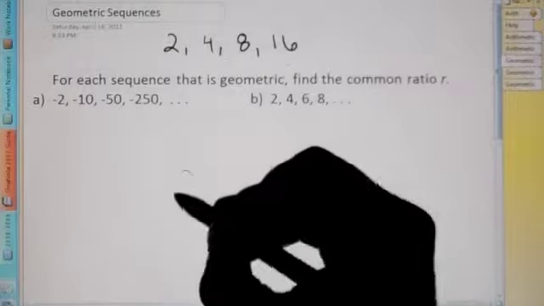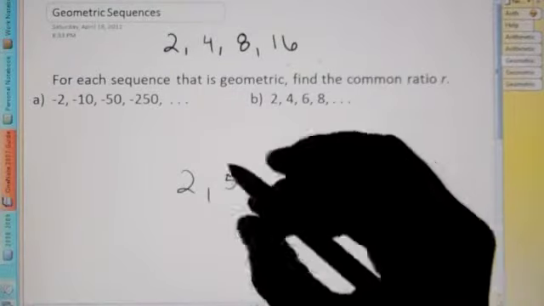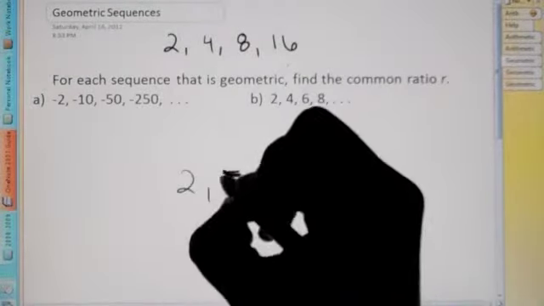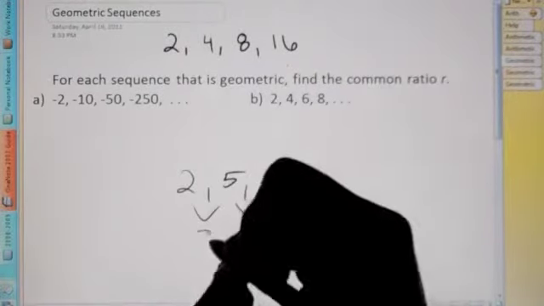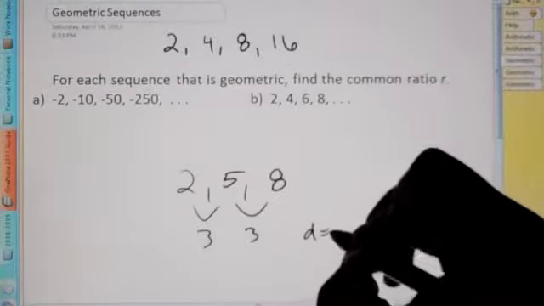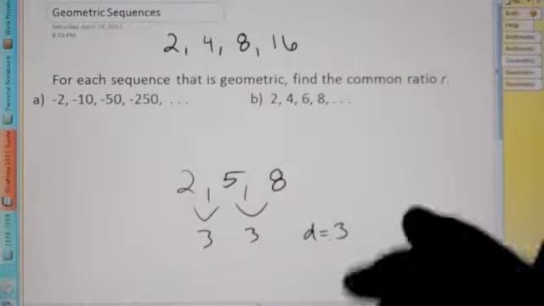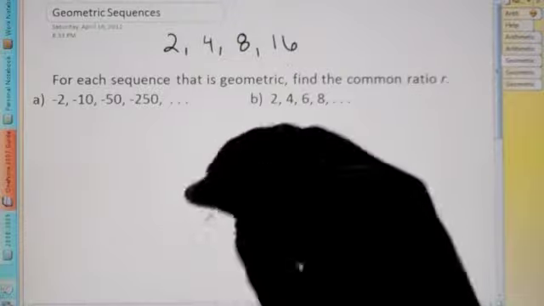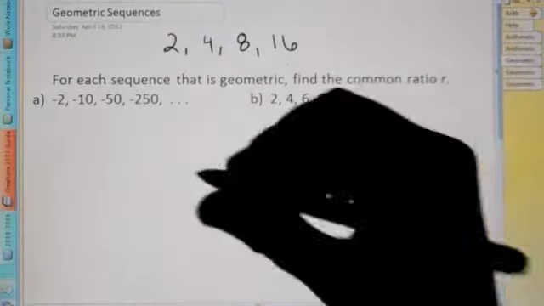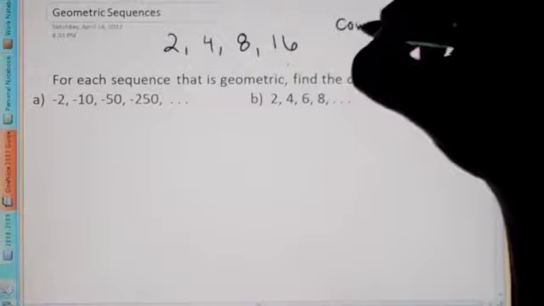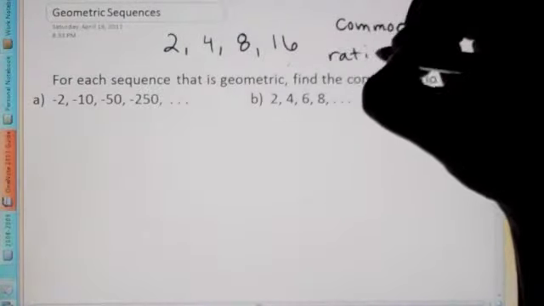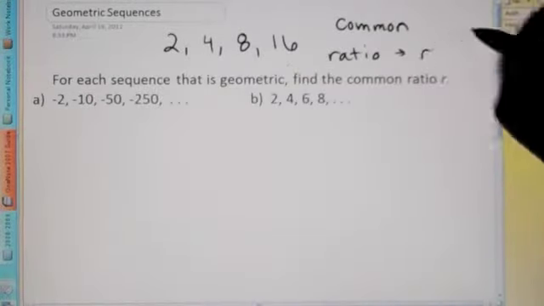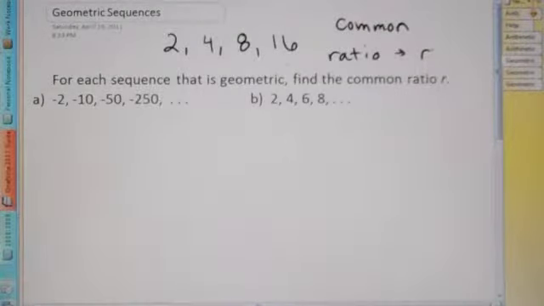And on the arithmetic, we had here, sorry, those just look really bad. When we figured out that these were 3, we called that D. Our common difference is 3. But for the geometric, we have a different word for it. We don't call it the common difference. We call it the common ratio. Okay, so we call that R. Our common ratio. So from one term to the next, how much are you multiplying?